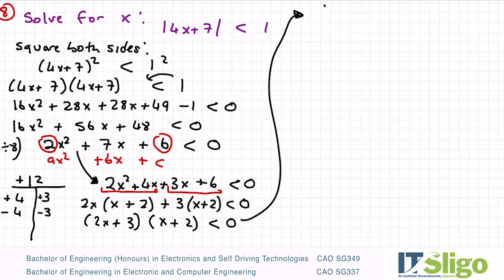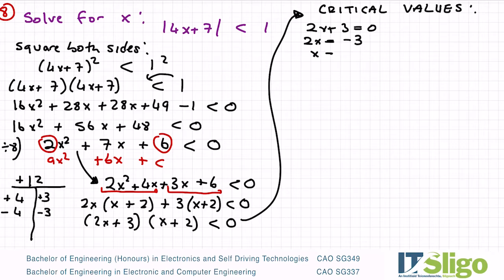And these are what I always call my critical values. Okay, so 2x plus 3 is equal to 0, 2x is equal to minus 3, x would be equal to minus 3 over 2. Let's solve the other factor, x plus 2 equals 0, x is equal to minus 2. Okay, so not my solutions, my critical values. And it's always that when it's an inequality.